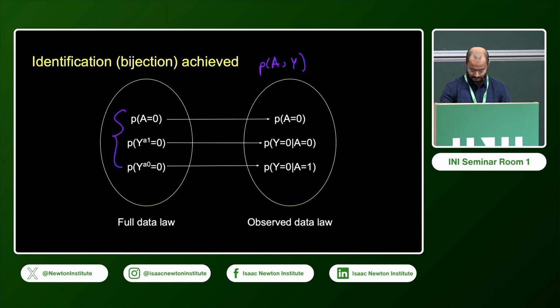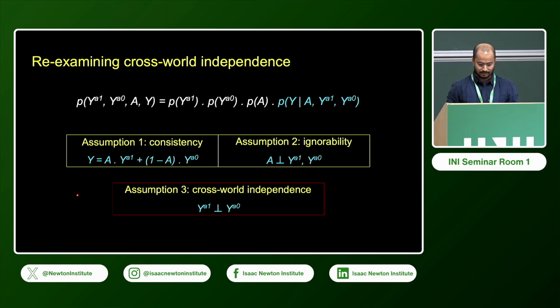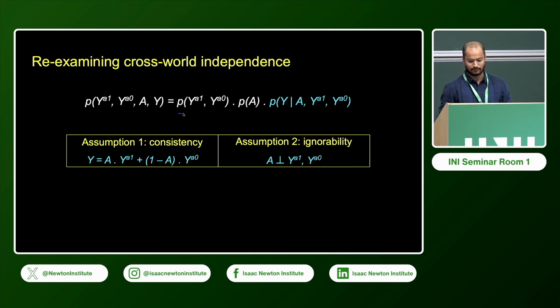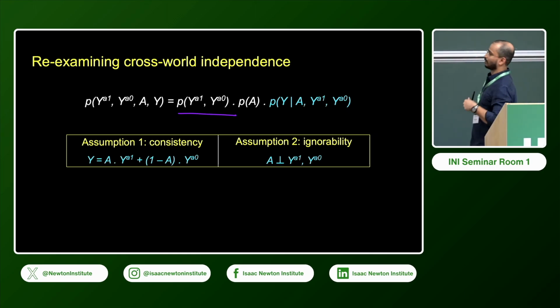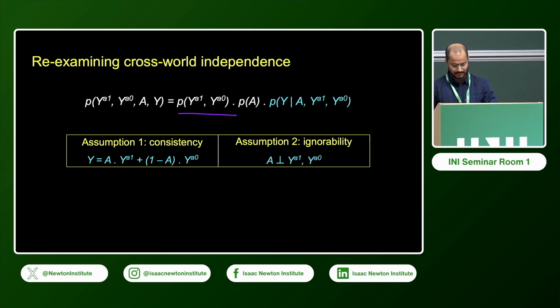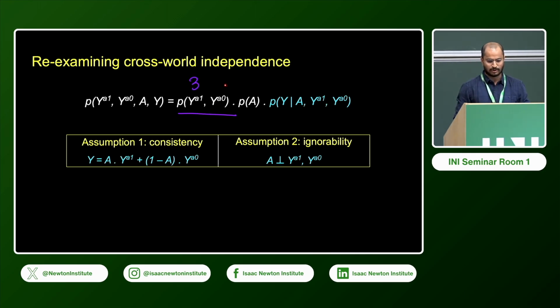All right. So let's revisit that cross-world independence that we did not like and get rid of it. If we get rid of it, this no longer factorizes. So I'm back over here, where I just have a joint distribution over both the potential outcomes. And now I need 3 parameters for this, and I need 1 parameter for this. So I have 4 parameters in my full data law. So something must be not identified. The question is, what is not identified?